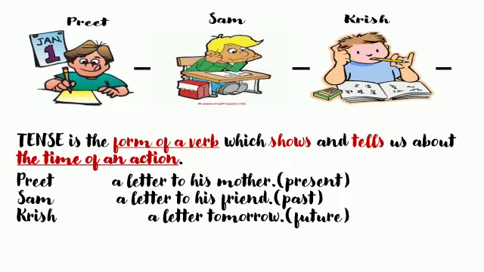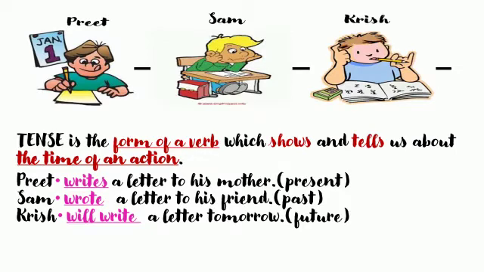Now they are doing some action. I've already told you they are doing some action of writing, if you have guessed it right. We shall see what Preet is doing. Preet writes a letter to his mother. Sam already finished. Is he doing any action? No. That means he finished writing the letter. And the third one, Krish, is still thinking that he is going to write a letter tomorrow.